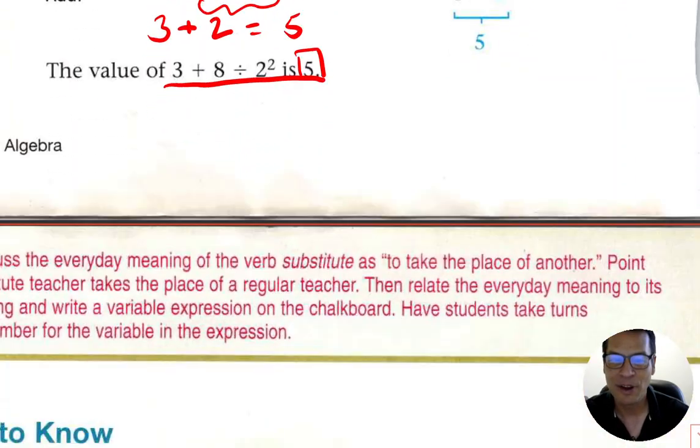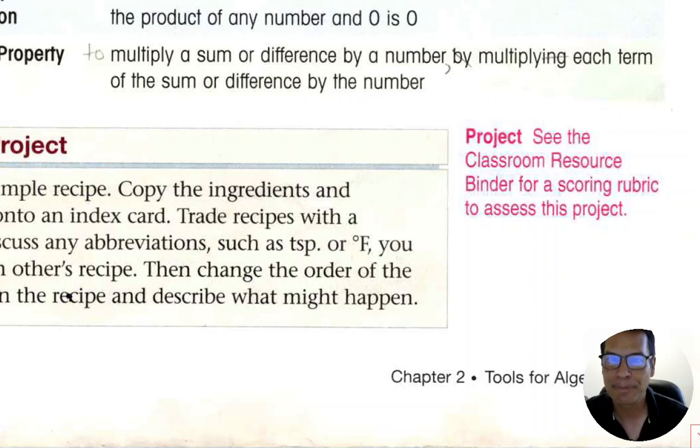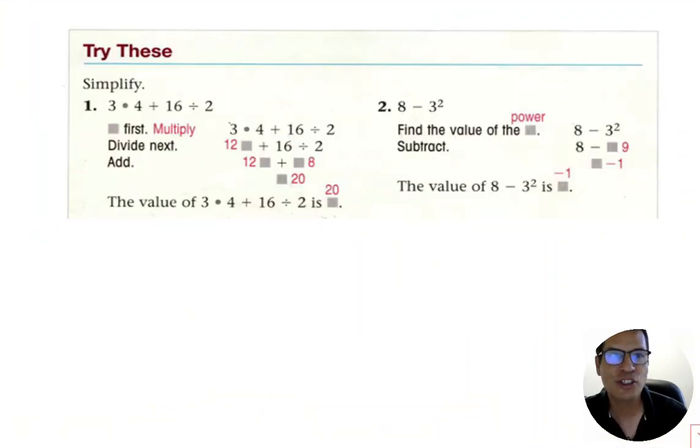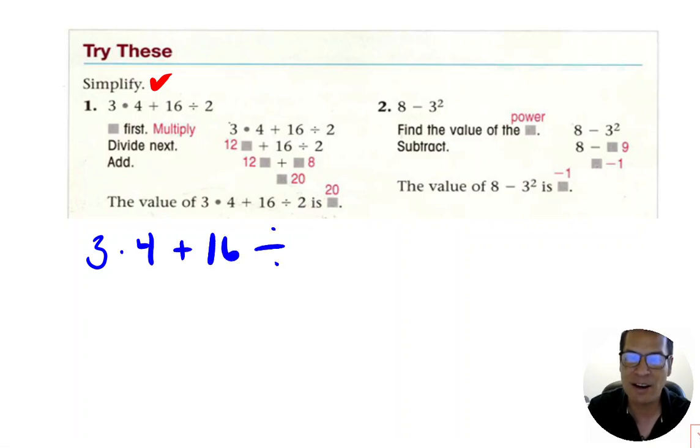All right, we've got a couple of try these sections, so let's grab that. Okay, in our first try these, we're going to write down the problem because it's asking us to simplify 3 times 4 plus 16 divided by 2. All right, so first step, write the problem, or in this case, the expression. So 3 times 4 plus 16 divided by 2.